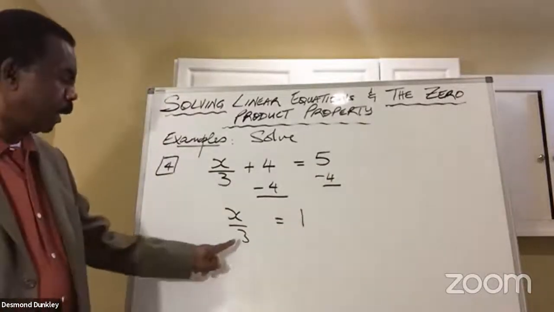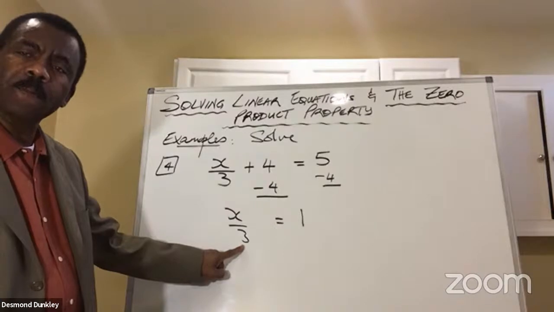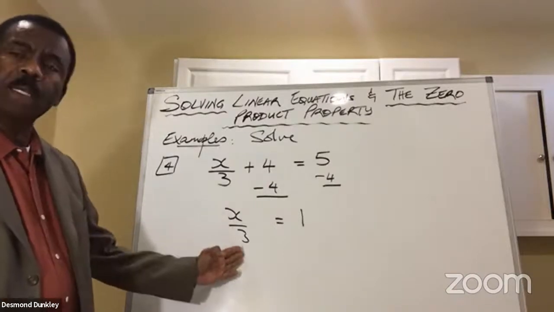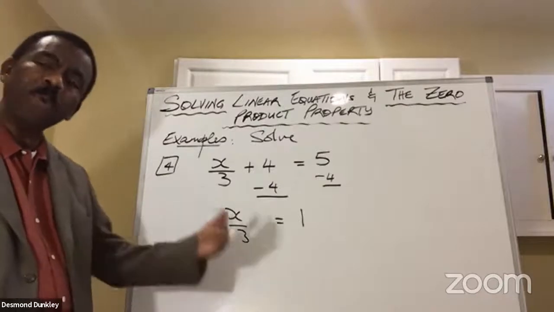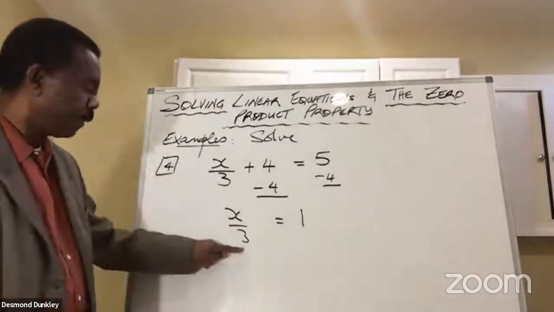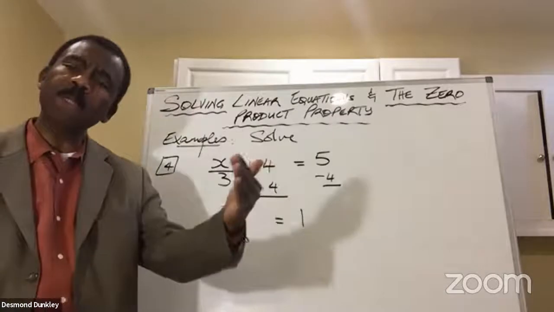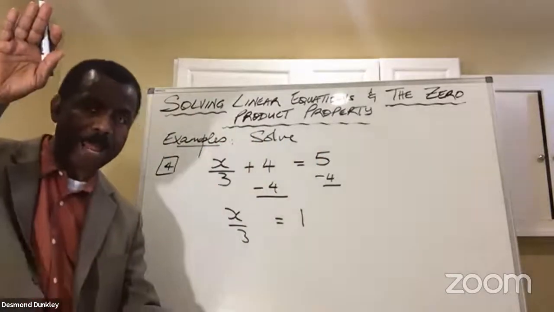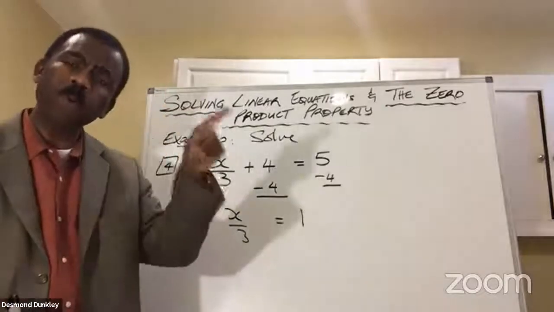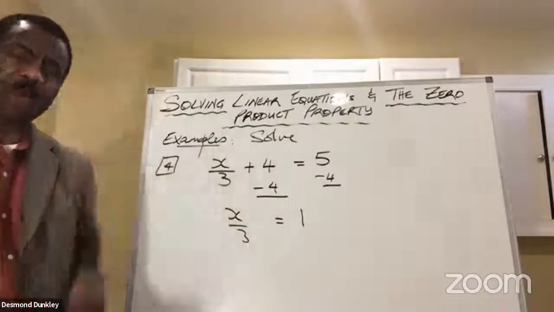So look at this. We're dividing by 3. How do we get rid of the 3? We have to multiply by 3. That's how you do the opposite. So instead of dividing by 3, you multiply both sides. You can't do one side, otherwise it's going to be unbalanced. We have to multiply both sides by 3, and that's how you fix that problem.